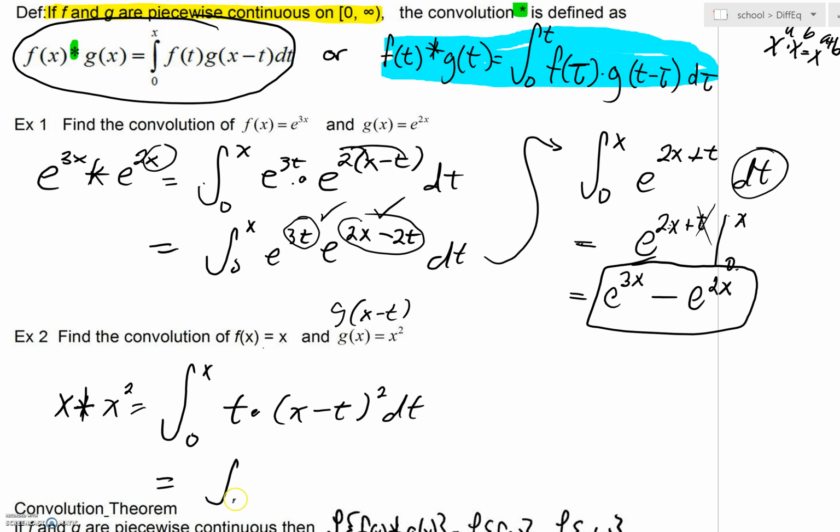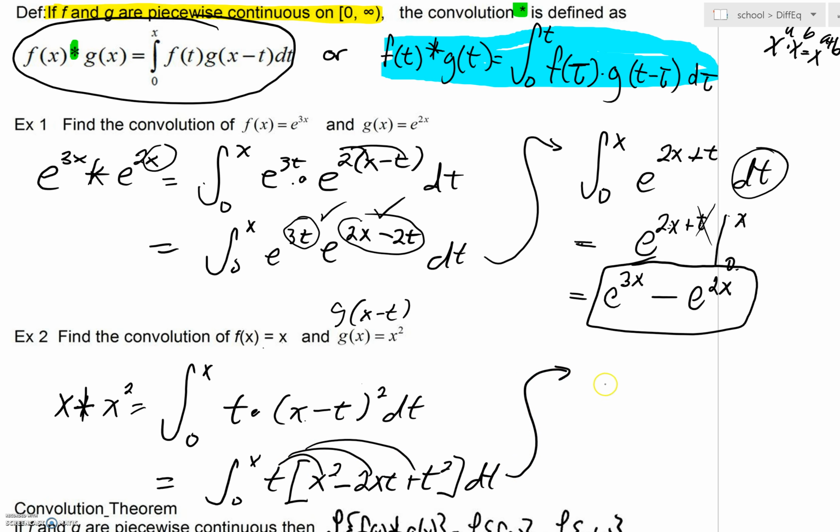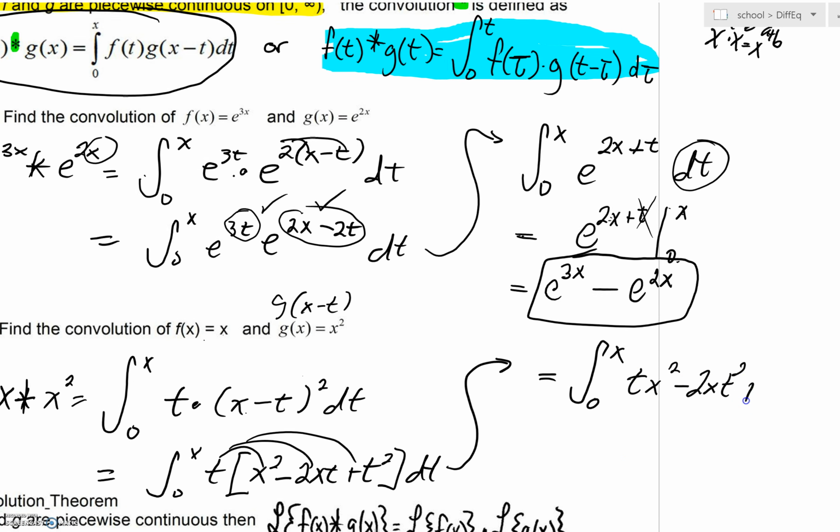As we continue on, let's expand this thing here. We'll get x squared minus 2xt plus t squared. And then we're going to distribute a t all the way through here. So we'll have the integral from 0 to x of tx squared minus 2xt squared plus t to the third, and there's a dt.